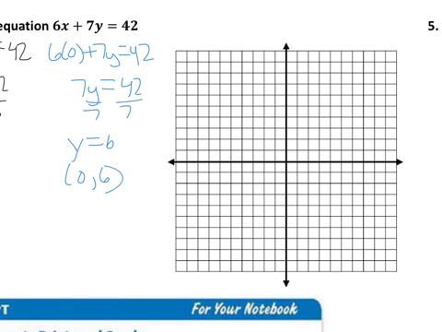So 7, 0. So 1, 2, 3, 4, 5, 6, 7. And then 0, 6. 1, 2, 3, 4, 5, 6. Connect the dots. Okay, let's take a look at another one.